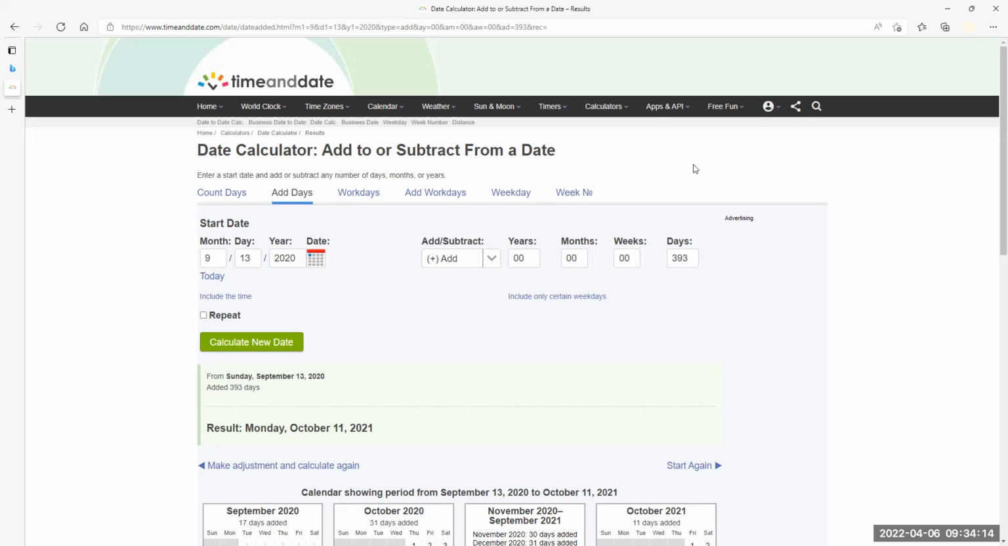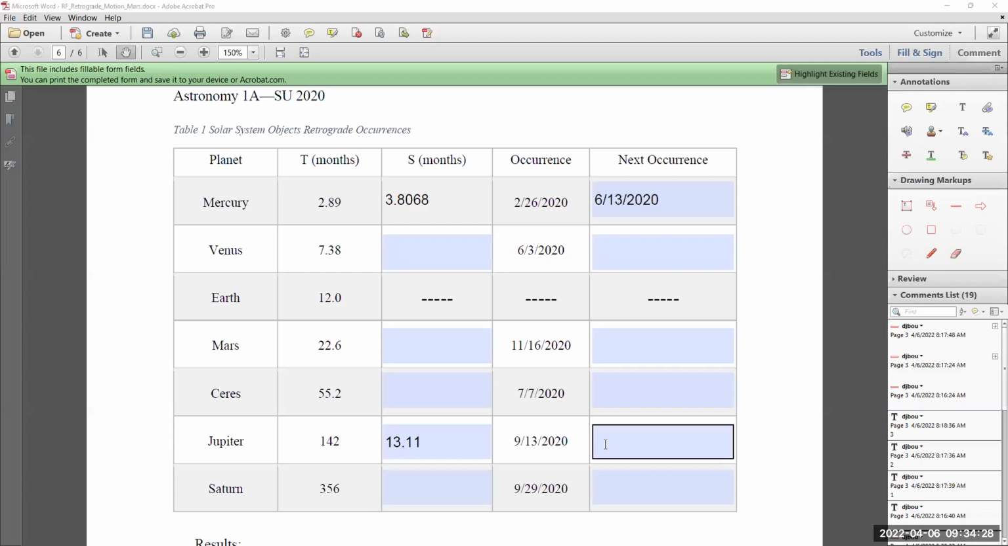So I'm going to write it down. October is the 10th month, 21 of the year 2021. So let me stop sharing and let me share the report. So I'm going to come in here and write 10, 21, 2021. So that's basically my prediction based on the calculator.